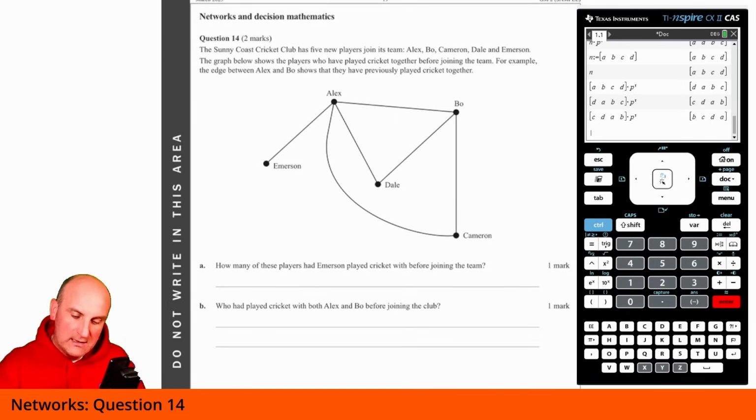Well, let's look at Emerson. How many connections does Emerson have? Well, it appears it's just 1. So in which case I would write here 1 player. Nice, easy questions to start everyone off.